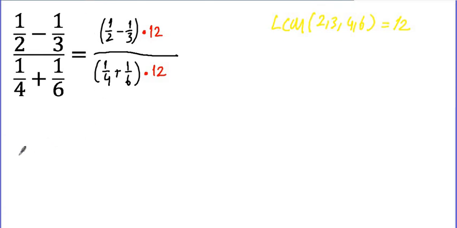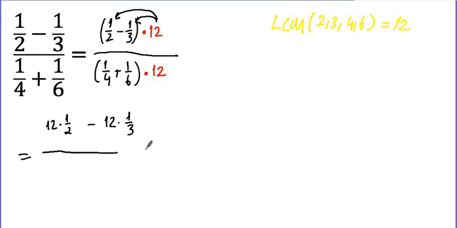Right, so let's continue. Now we have multiplication and in brackets we have subtraction. I can distribute this 12 over this subtraction. So I get 12 times 1 over 2, minus 12 times 1 over 3, over 12 times 1 over 4, and minus 12 times 1 over 6.